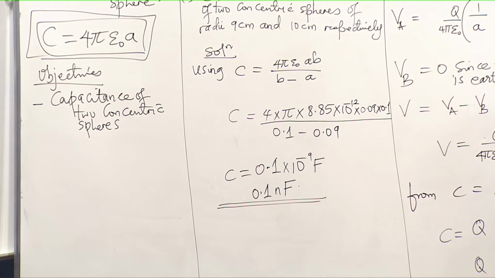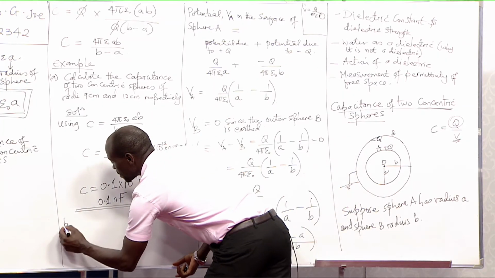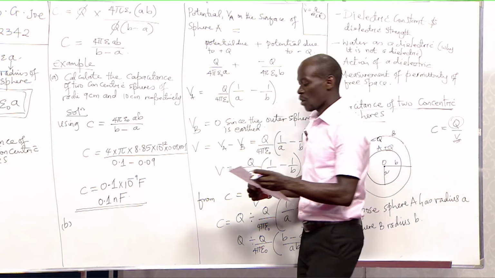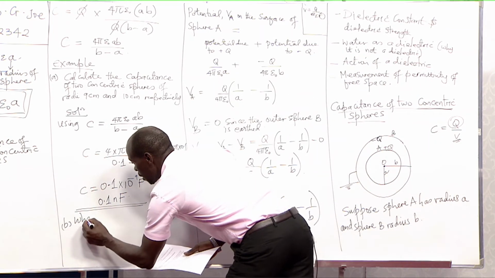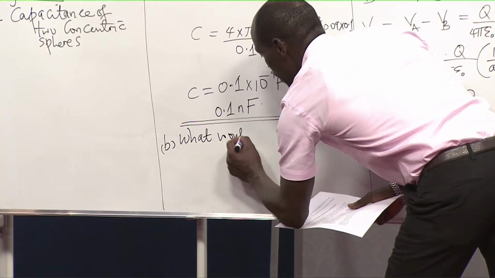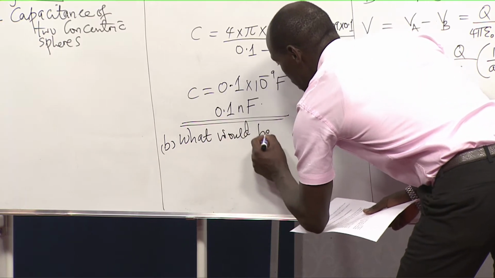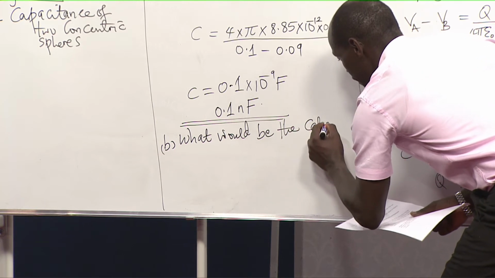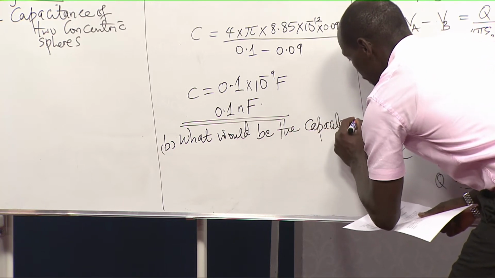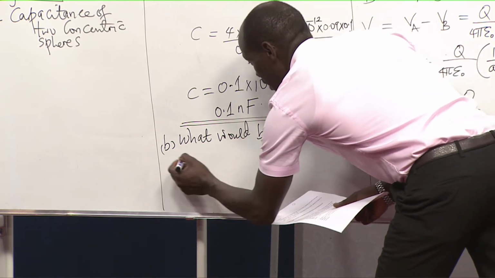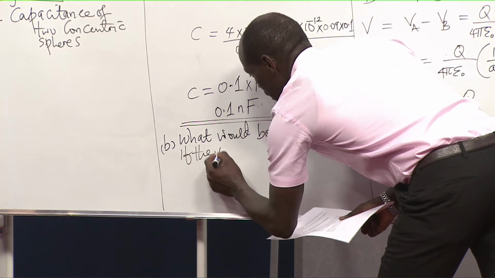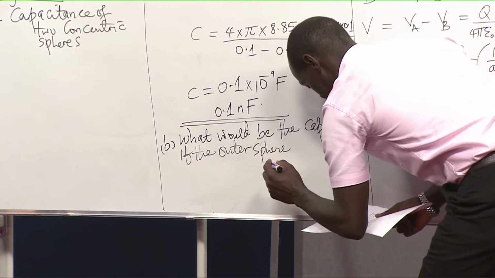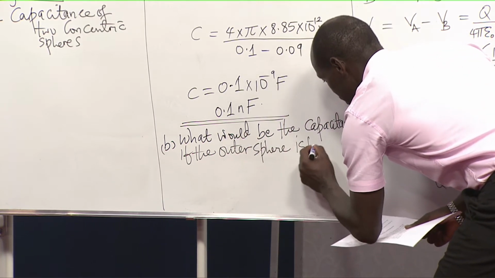Then part B, suppose part B is here. What would be the capacitance if the outer sphere is taken to infinity?